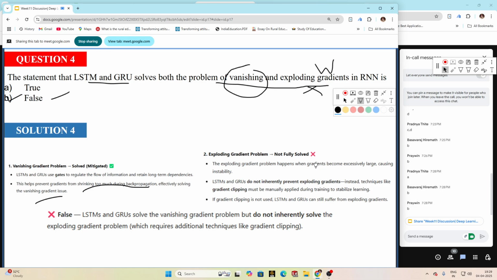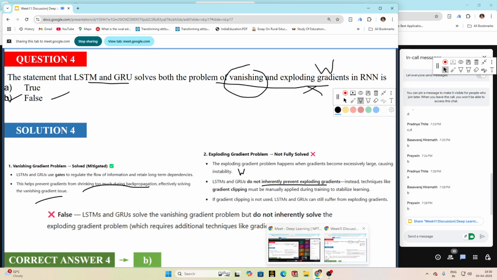Exploding gradient problem happens when gradient becomes excessively large, causing instability. That already depends on W. So LSTM and GRU do not inherently prevent the exploding gradient problem. Instead, techniques like I have told you, like gradient clipping, or truncating your RNN, can solve the exploding gradient problem. Okay, so this is the thing. So option B is the right answer. So is it clear to all of you?